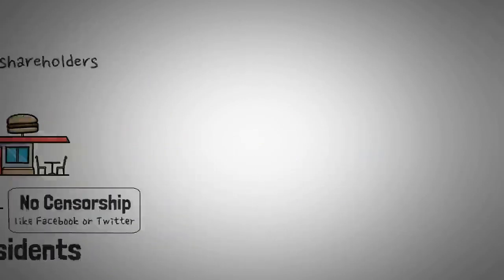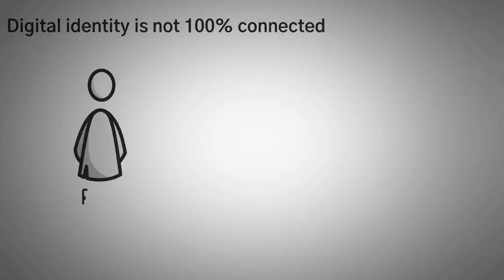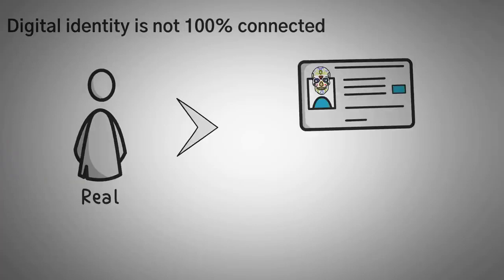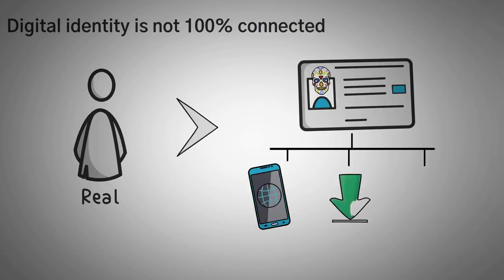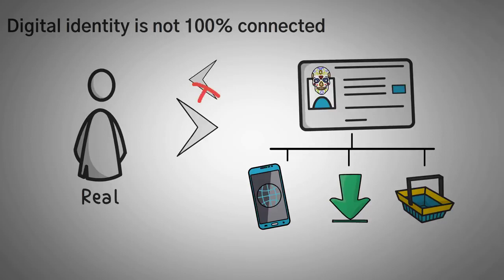Lastly, one of the biggest things in Web 3.0 is that your digital identity is not 100% connected to your real-world identity. This means I can view pages, download things, make purchases, and do any other activity on the internet without being traced to the real me.